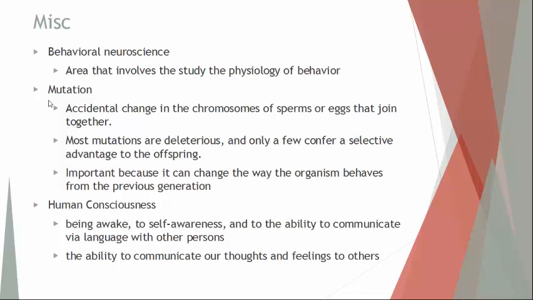Next topic, mutation. This is an accidental change in the chromosomes of either the sperm or the egg cells that join together to make that first fertilized egg, the zygote. And mutations can be on whole chromosomes or on different places on those chromosomes, just in the genes itself. So they can be chromosomal mutations or they can be genetic mutations. Now, whenever you are deleting information from chromosomes, either a whole chromosome or a small gene, it can cause some serious problems. Most mutations are deletions.